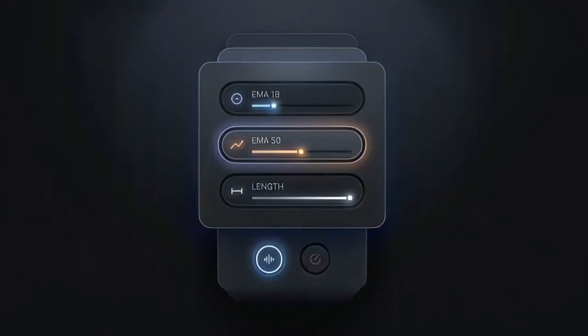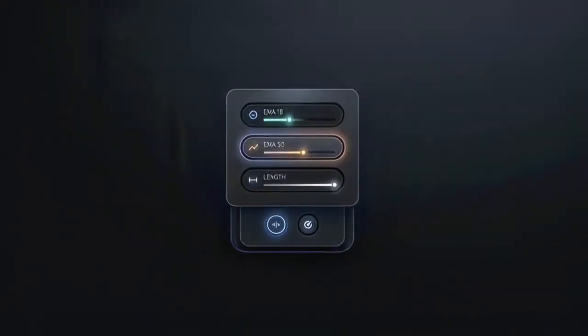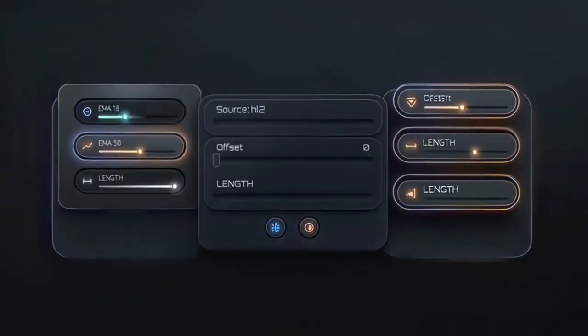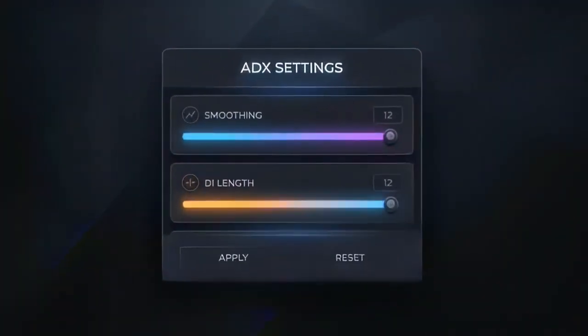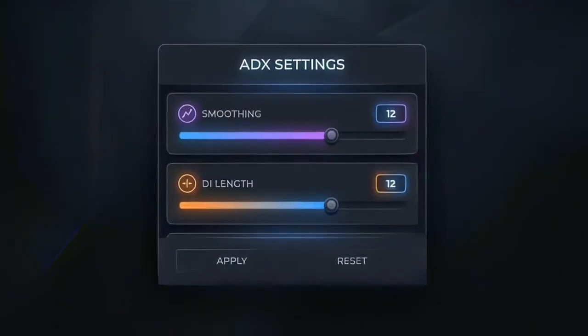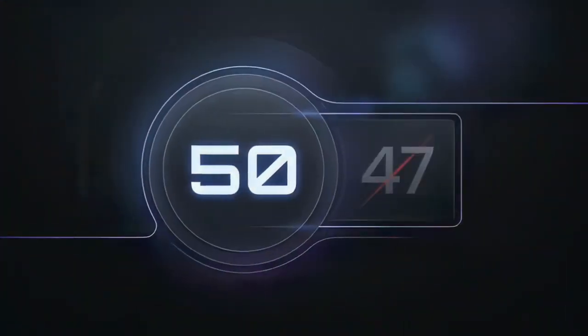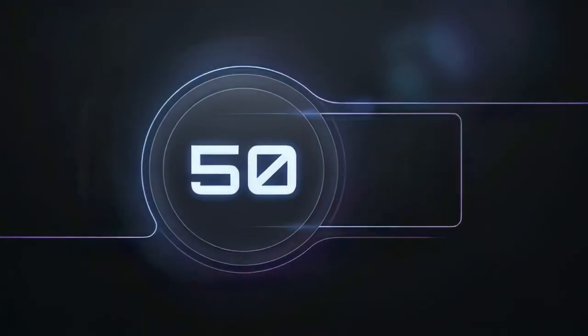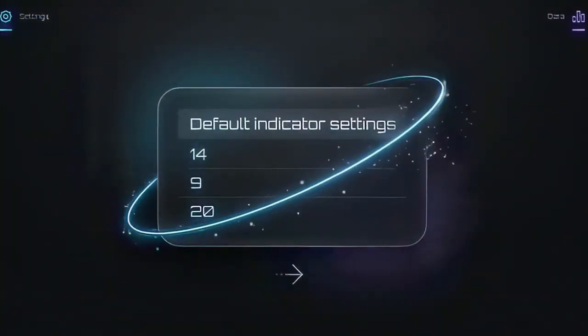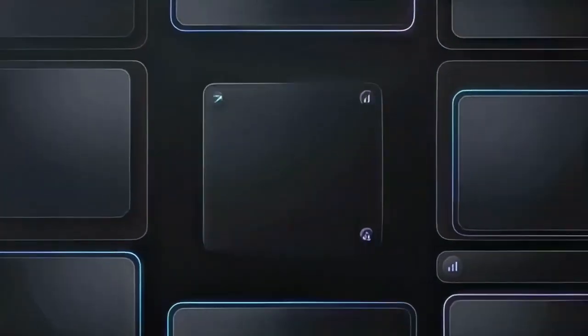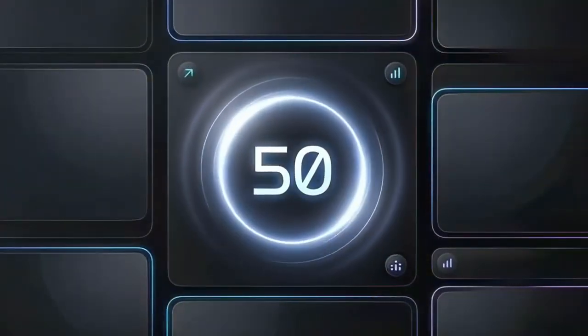So move your exponential moving averages out to 18 and 50, and on the faster of the two, set the source to the high-low midpoint while leaving the offset at 0. Then bring the index smoothing to 12 with the directional indicator length at 12 as well. 50 and not 47, and I want to be honest with you about why. Almost every number in this video is deliberately not the default, because most defaults are arbitrary conventions that somebody printed in a book decades ago.